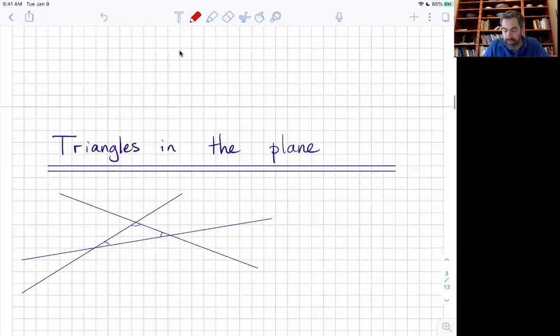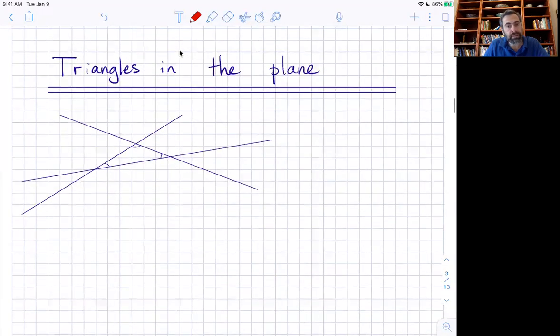Now, what about triangles? Well, a triangle in the regular flat plane that we all know, the plane of the screen, is made by taking 3 lines and finding the region in between the 3 lines, which I'm outlining here in red. That's called a triangle.